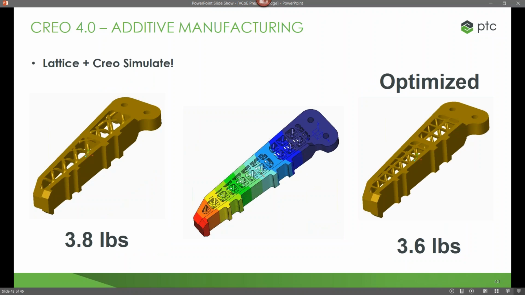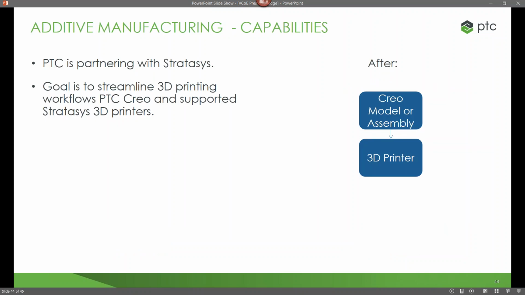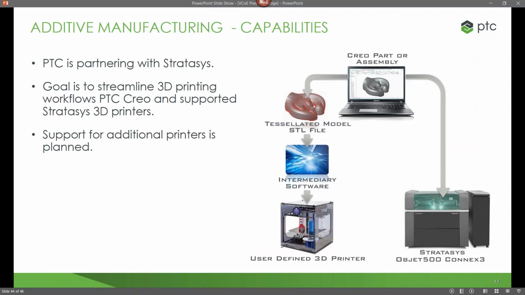And going further than this, we can use Creo Simulate to optimize this a little bit further, optimizing the individual cells that are going to be placed within my lattice. And PTC, as I had said, is partnering with Stratasys with the goal of streamlining my 3D printing workflows, and support for additional printers is planned. But basically what we get is the ability to print straight from within Creo to those select printers, so never even having to go out to generate G-code outside of Creo.